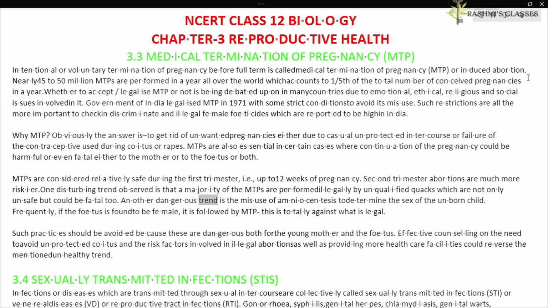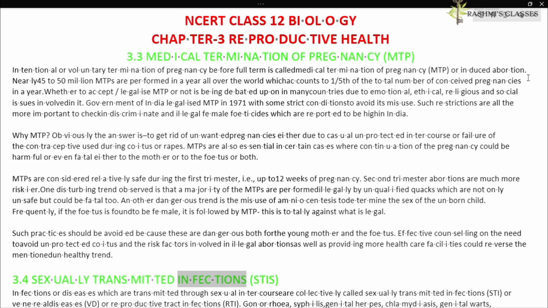Another dangerous trend is the misuse of amniocentesis to determine the sex of the unborn child. Frequently, if the foetus is found to be female, it is followed by MTP. This is totally against what is legal. Such practices should be avoided because these are dangerous both for the young mother and the foetus. Effective counseling on the need to avoid unprotected coitus and the risk factors involved in illegal abortions, as well as providing more health care facilities, could reverse the mentioned unhealthy trend.